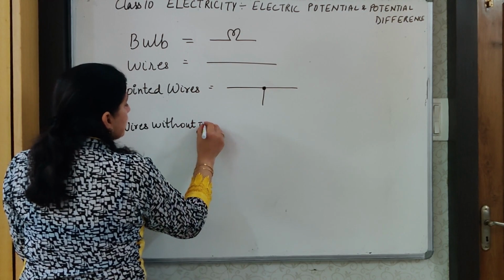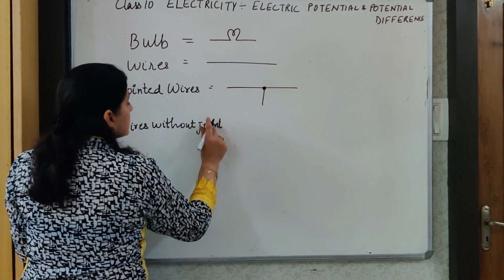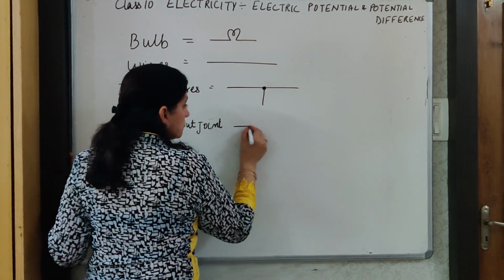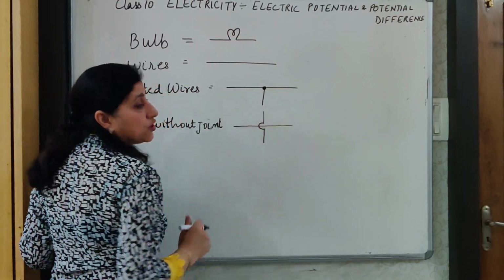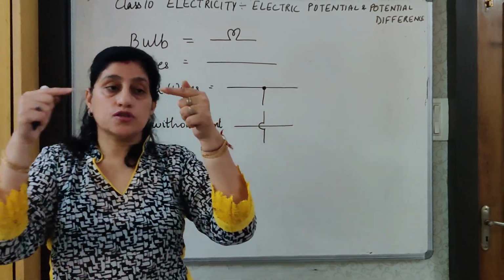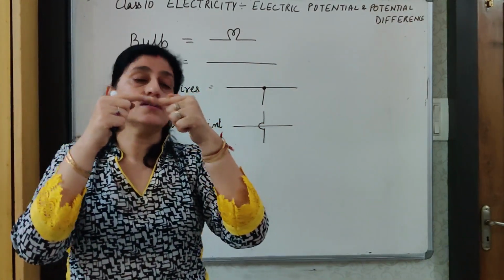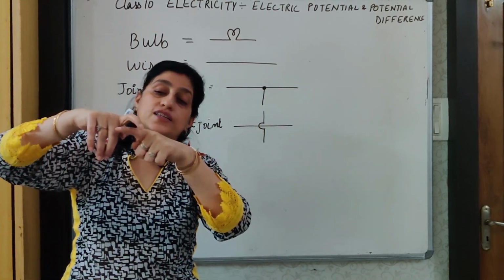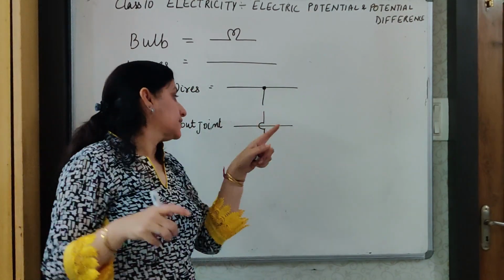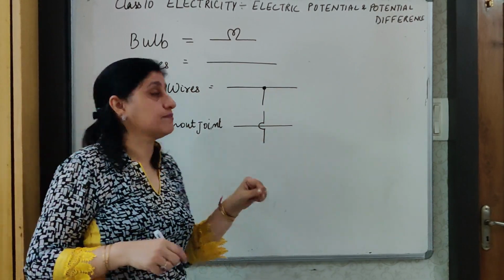Wires without a joint, or wires crossing each other, are shown by one wire simply crossing the second wire. It is not connected to this wire. When two wires are joined to each other, it is shown by a dot, and when one wire is simply passing over the other one, not connected, that is shown by this symbol.